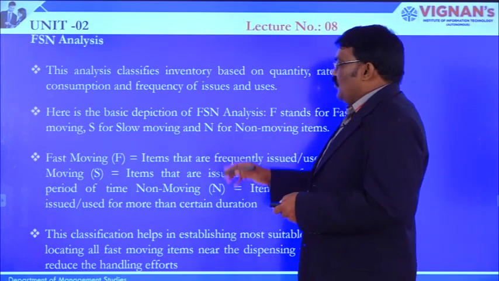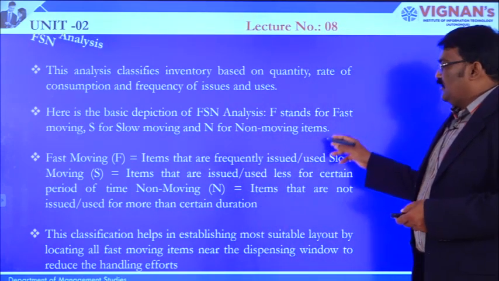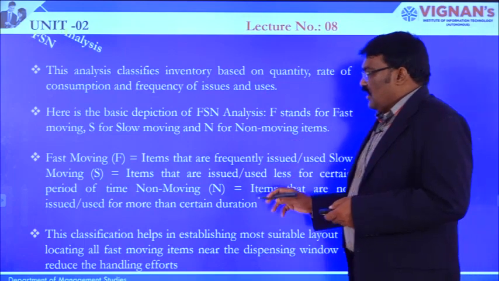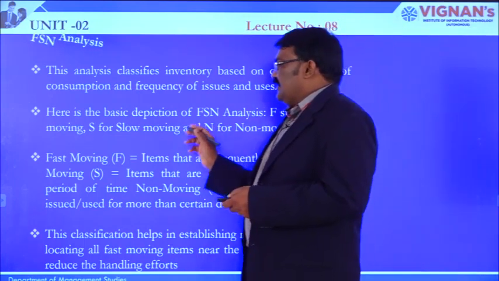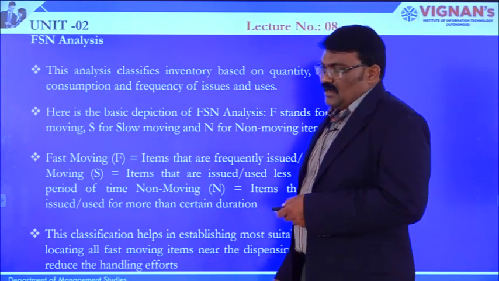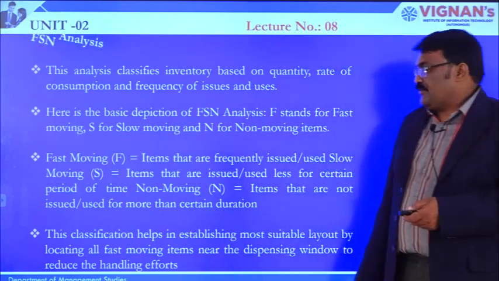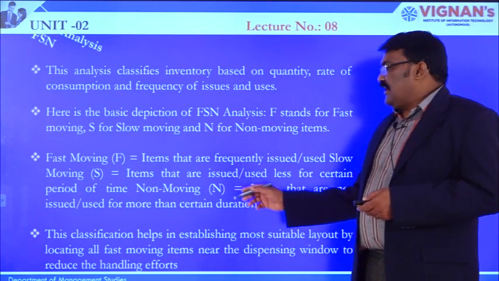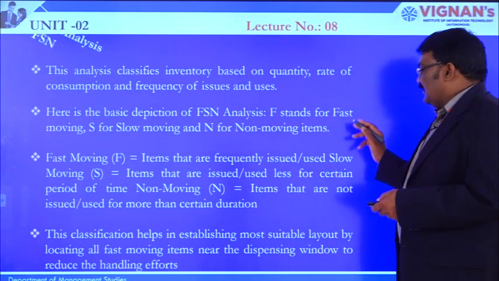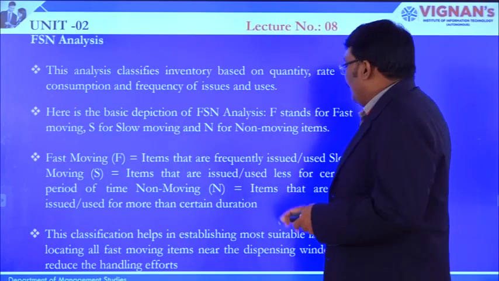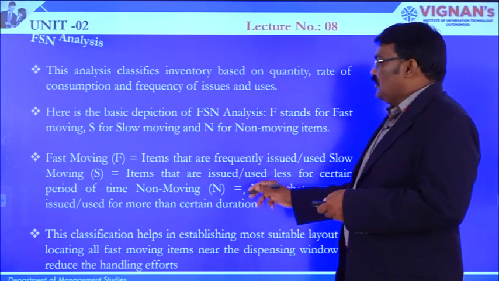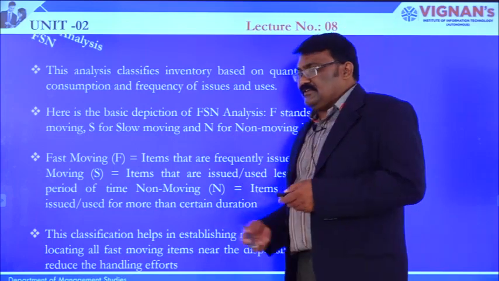The fast moving items that are frequently issued or used are the ones which are given the most importance. Slow moving items are those issued less for a certain period of time, and the non-moving items are not used or issued for more than a certain duration.